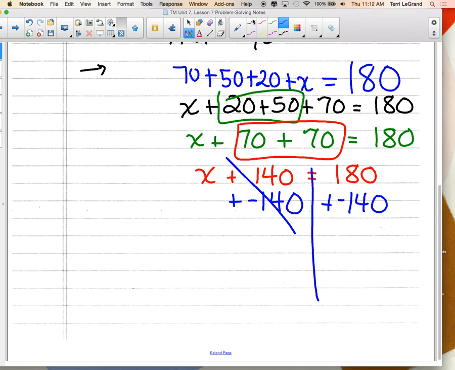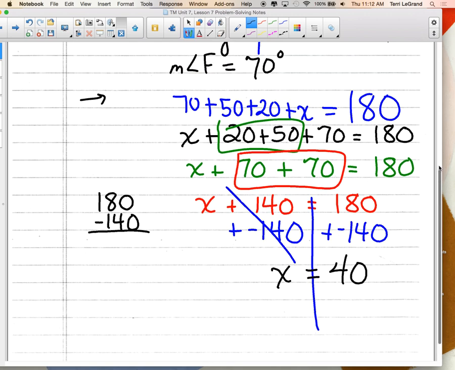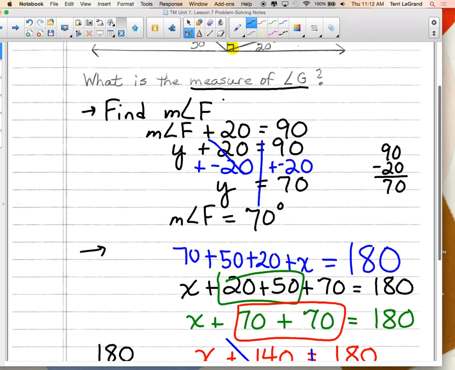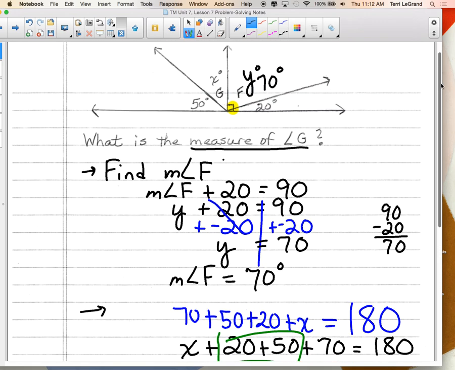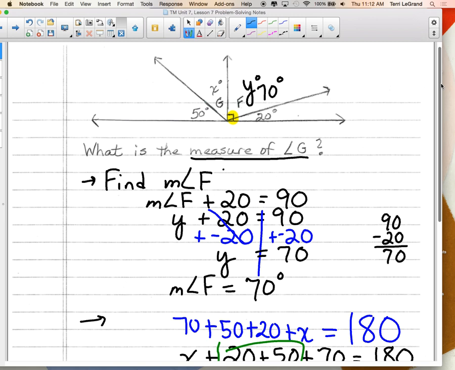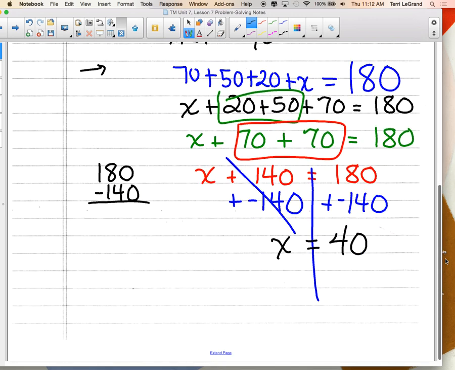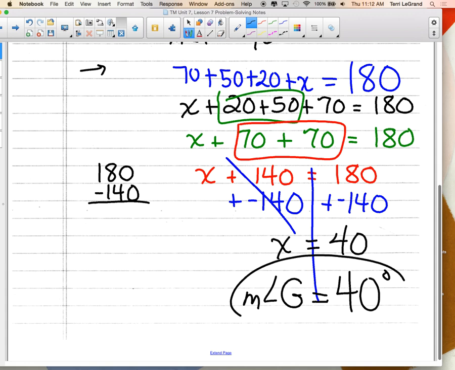So now 140 of these negative tiles have to match up with 140 of the positives. How many positive tiles are we going to have left? 40. So x equals 40. Well, what is x, all the way back up there in our drawing? What is the measure of angle G? I hope x is representing the measure of angle G. Is it? Oh, hallelujah, we're finally done. The measure of angle G, our final answer, is 40 degrees. Woo!